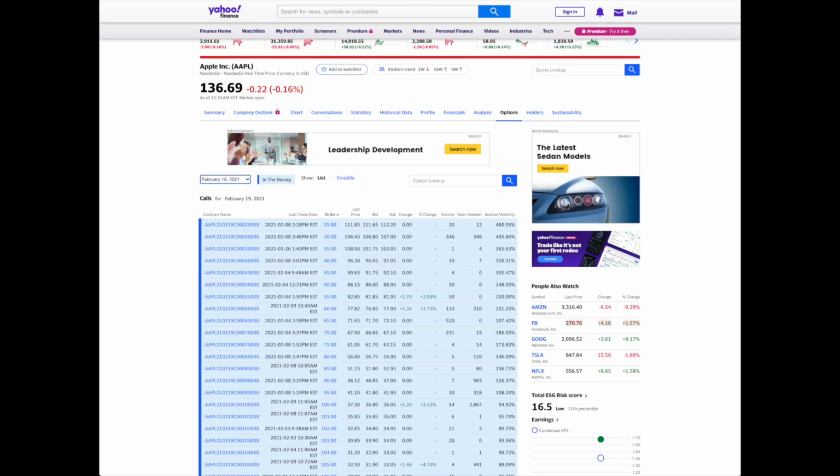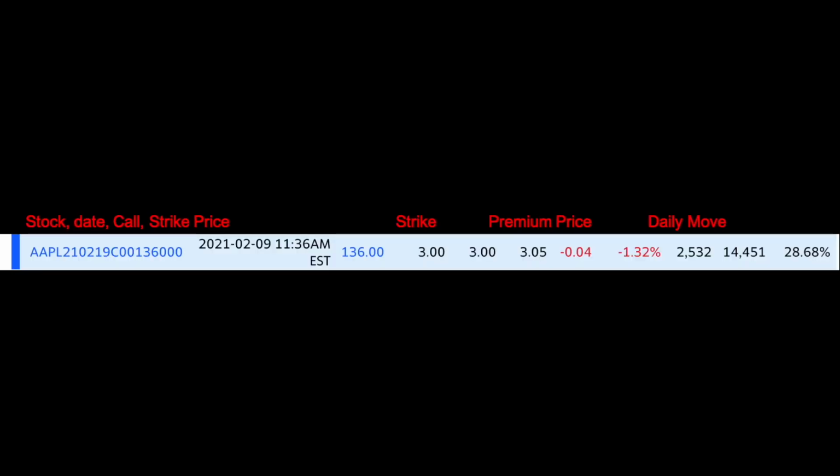So I'm going to show you an example now where we'll use the stock of Apple. You're going to buy a call option, which means you expect the stock to go up. From this chart I'll show you, as you can see, you buy a call option, strike price is $136, expiration date of February 19th, 2021. The stock is currently trading at $136.70. So your cost to buy one contract is $300, or the $3 premium that's there.